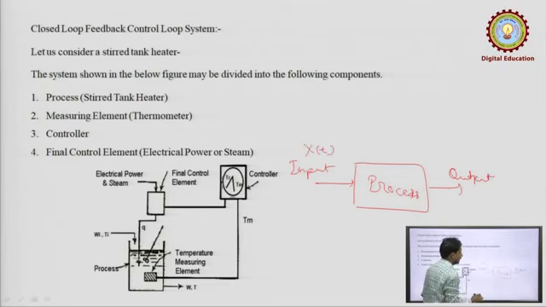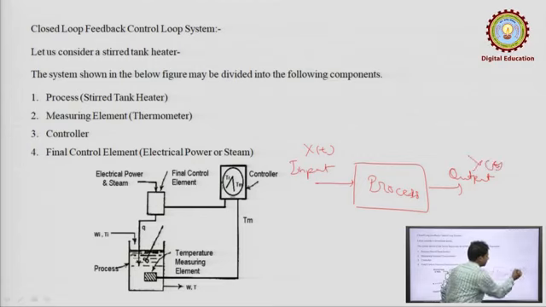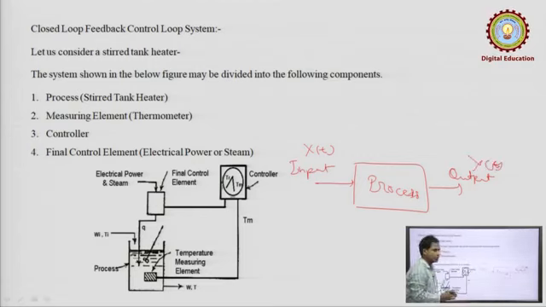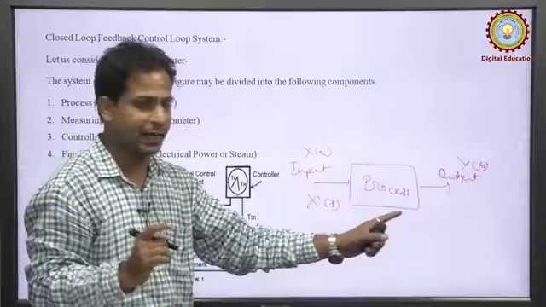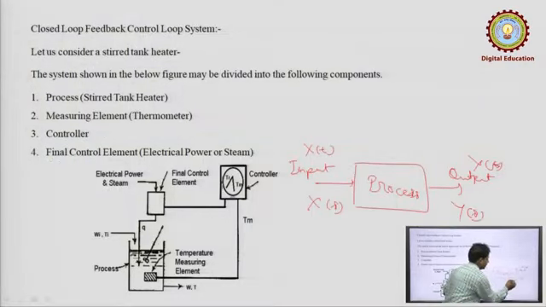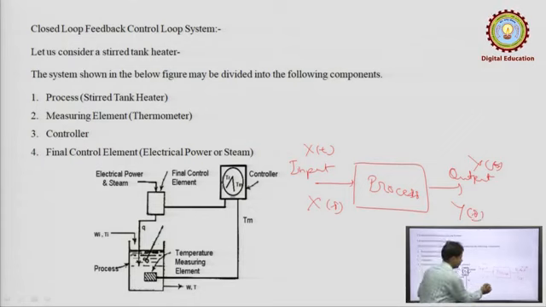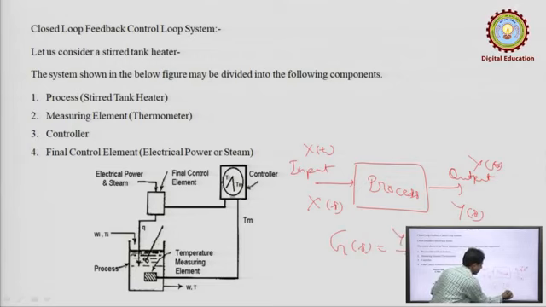x(t) is the real time input and y(t) is the real time output. So, x(t) means the time dependent input and y(t) is the time dependent output, but there is no direct correlation between x(t) and y(t). So, the Laplace transform is used to convert x(t) into x(s), and there is a correlation between x(s) and y(s), that is called the transfer function. G(s) is equal to y(s) by x(s).